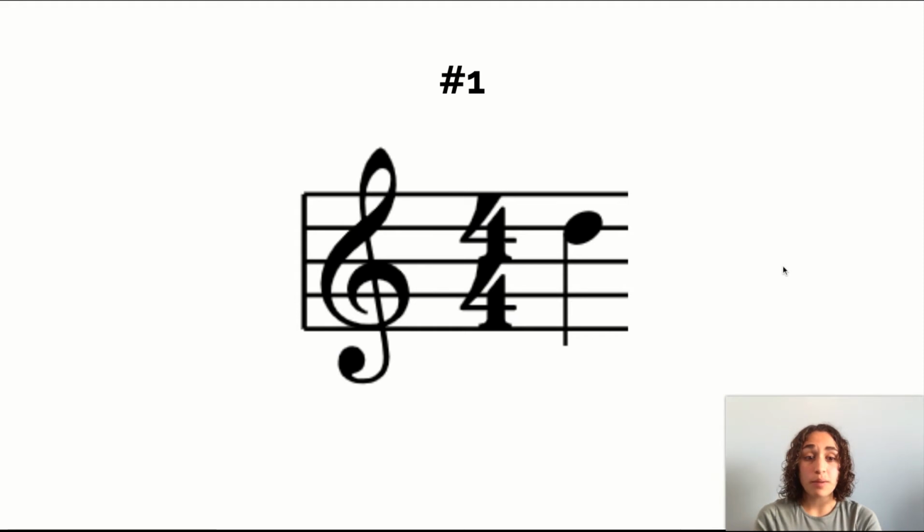So here's example number 1. Use your hand staff and your mnemonic device to figure out the letter name of this note. All right, let's do it together. Elephants got big, dirty. We stop there because it's on the 4th line. And dirty starts with a D. So this note is named D. Up next, try this one.